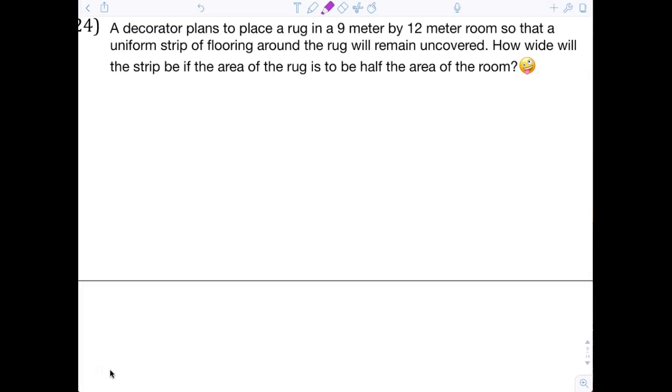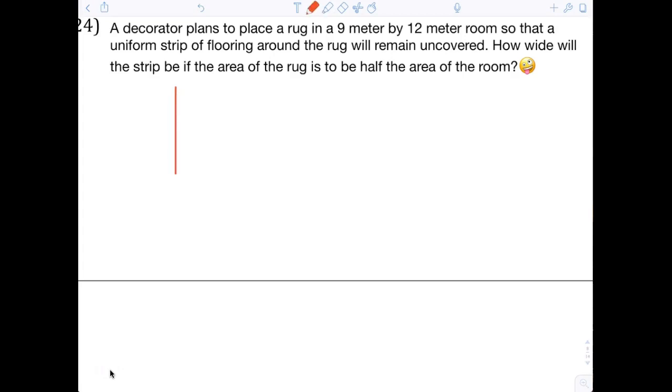First, it says a decorator plans to place a 9 by 12 meter rug so that a uniform strip of flooring around the rug will remain uncovered. That's generally what happens when people put rugs in their house. They try to put it in the center of the room so it's equal on all sides. All right. So what I want to do is I want to demonstrate that real quick.